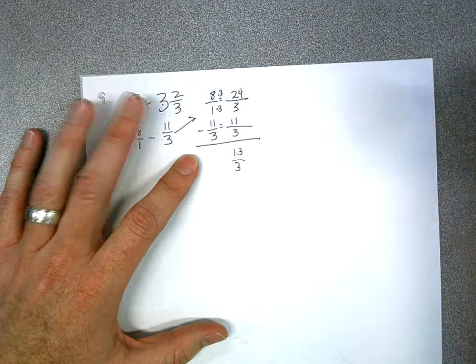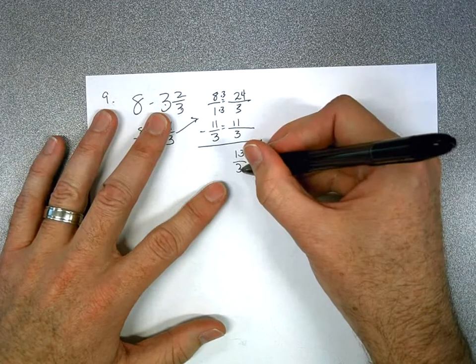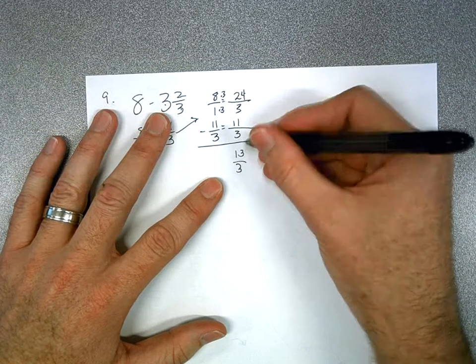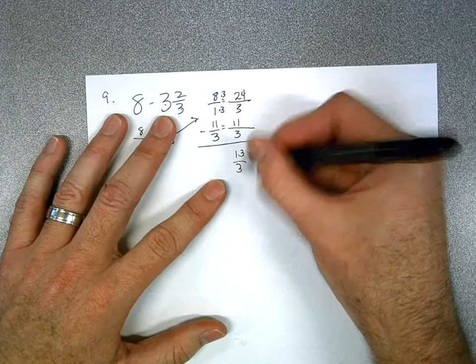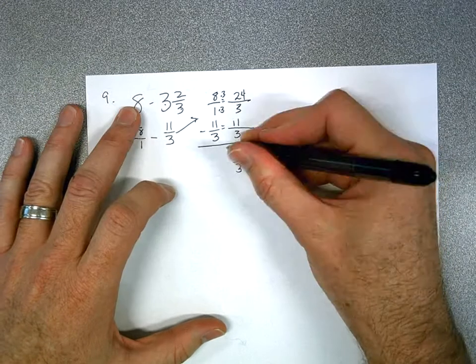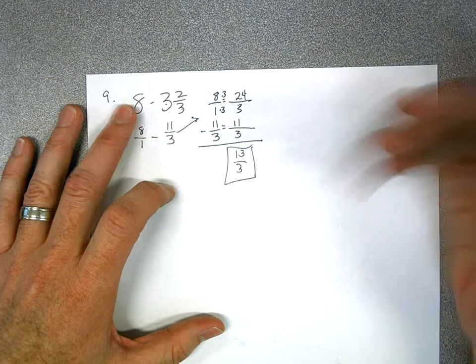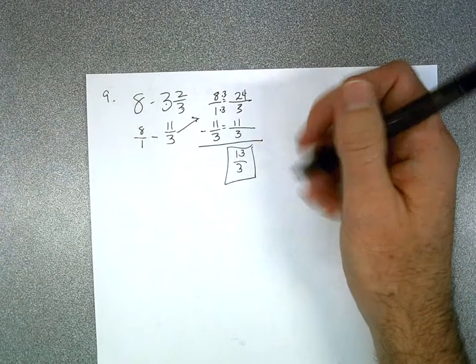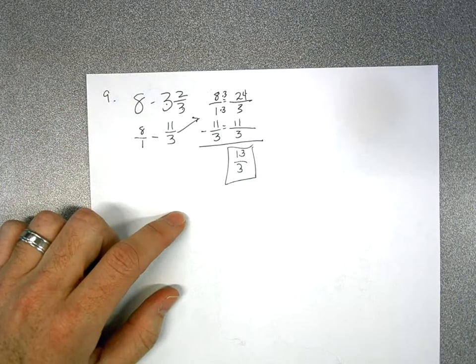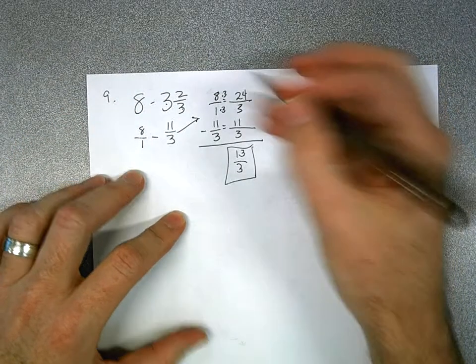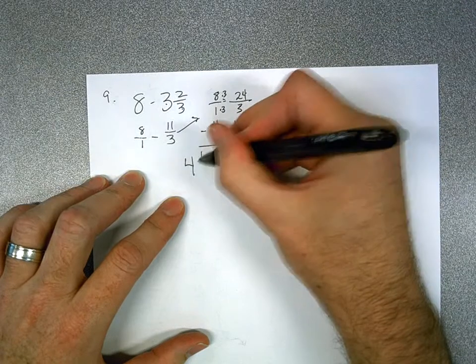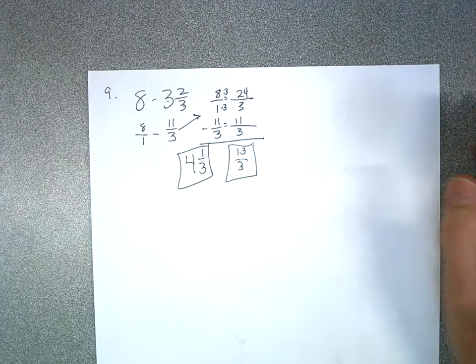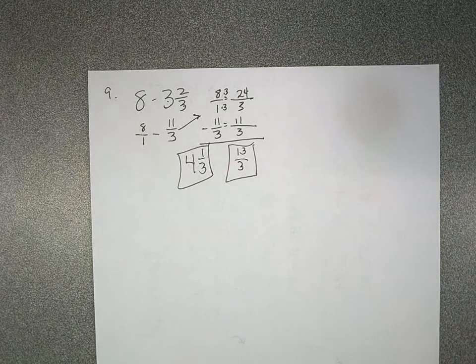13 thirds. 3 is a prime number, meaning only 3 goes into 3. Well, and 1, right? But that doesn't help us. 3 can't go into 13. There's your answer. And we just talked about the mixed number, right? 3 goes into 13 4 times with 1 left over. Okay, questions? Majority of you guys got that one. That's good news. A lot of us are getting better.